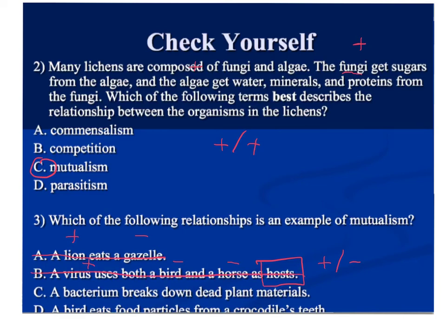Then we go to C. A bacterium breaks down dead plant minerals. Well, if a bacterium is breaking stuff down, it's going to be good for the bacteria, but maybe indifferent for the dead plant material. Nothing's really benefiting. You could either argue this is predation because the bacteria is eating something. We'll learn later that that's decomposition. Or you could say commensalism, but it's definitely not mutualism, which is plus plus. So then we just verify that D could be right. Bird eats food particles from a crocodile's teeth. Well, the bird benefits, it's getting food. Crocodile's teeth are getting cleaned, so we pick D.